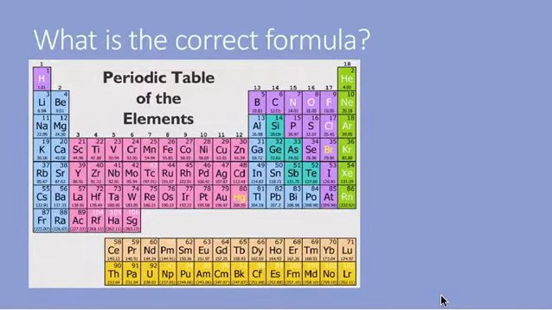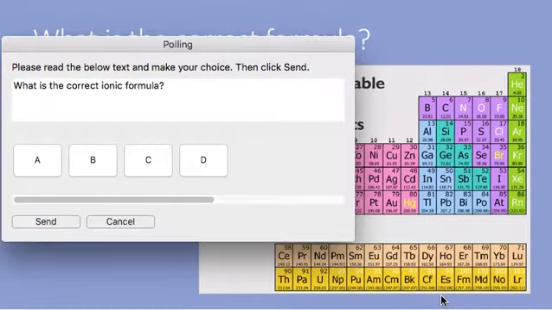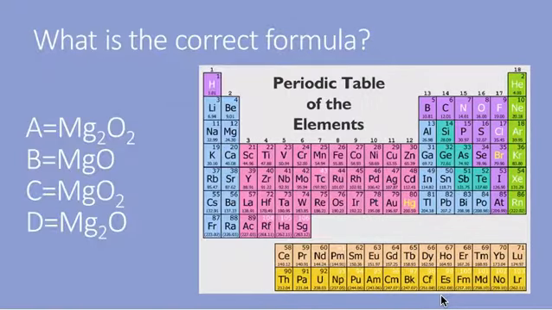Okay, an opportunity for a little bit of audience participation then. Using the periodic table, and I've taken the charges away, I am going to send you the opportunity to answer this particular question. The choices are A, B, C, and D. I have sent you a poll. What I would like you to do as quickly as possible is click A, B, C, or D to indicate which one you think is the correct ionic formula. See if you've got the hang of this. A, B, C, or D, which one is right?